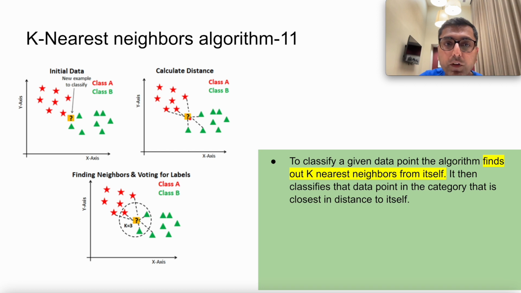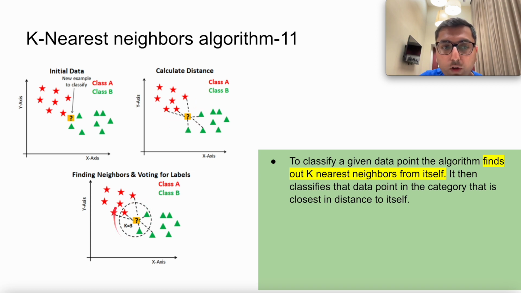So what does the computer do? The algorithm will have to calculate the distance of this yellow point with all of these red points and with all of these green points, and then figure out how to sort them, because it doesn't know where it stands. So it has to compute the distance from all of these points, and then find out which are the shortest ones.